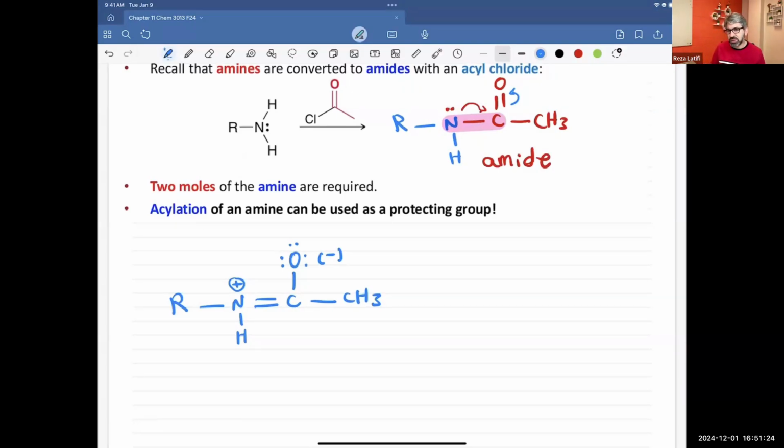So it's not that strong a base because it already shared the lone pair with the carbonyl group. What I want to say is, if you take an amine group and turn it to an amide, it will be a weaker electron donating group. Okay, and we're going to use this property, this benefit, to control some chemical reactions.